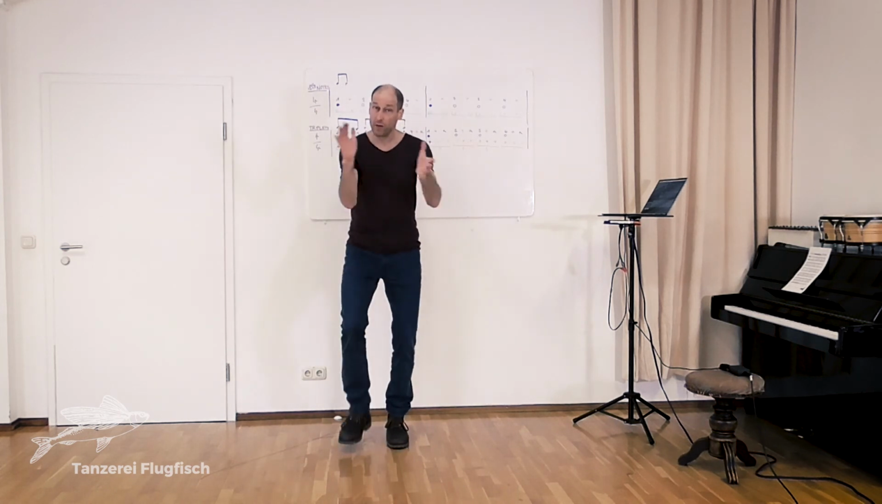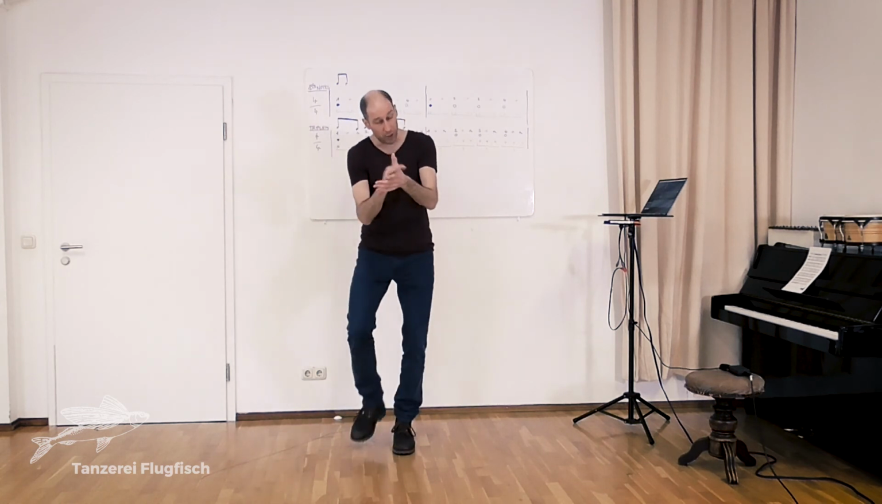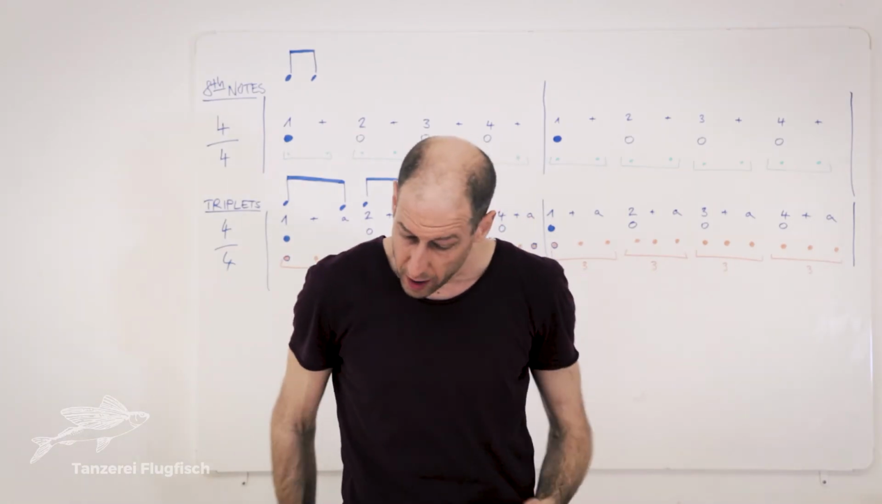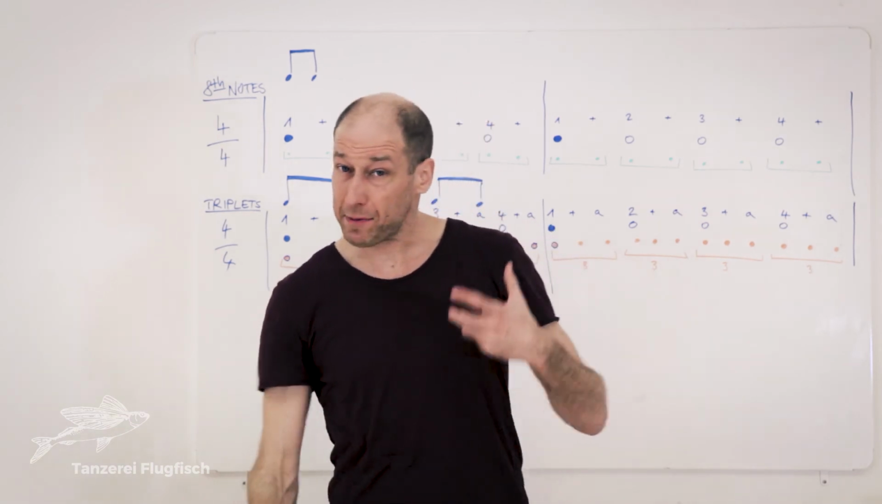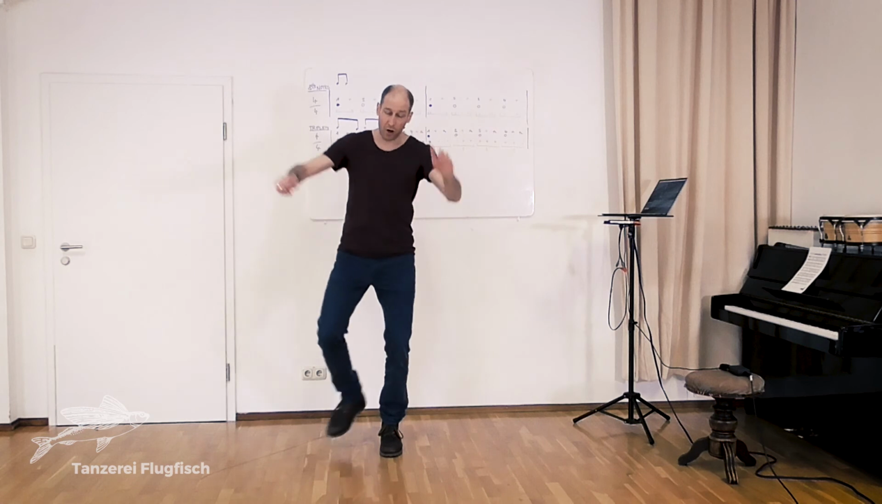So I will count 1 and the 2 and the 3 and the 4. The 1 and the 2 and the 3 and the 4. The 1. It's a bit fast to be clapping. But now the tap dancing would sound like this. 1, 2, 3, 4.